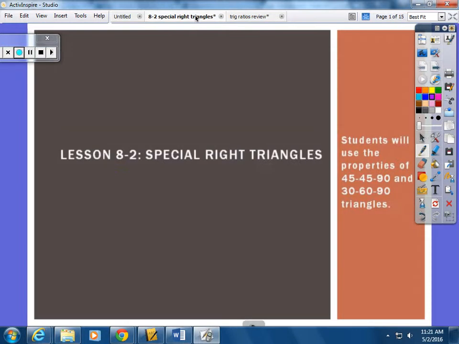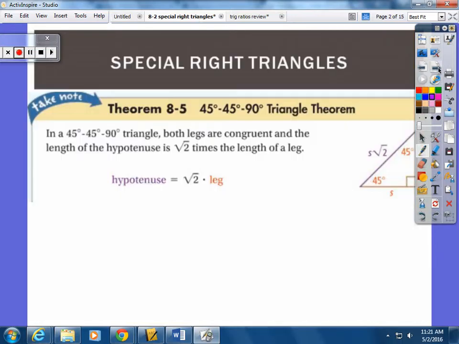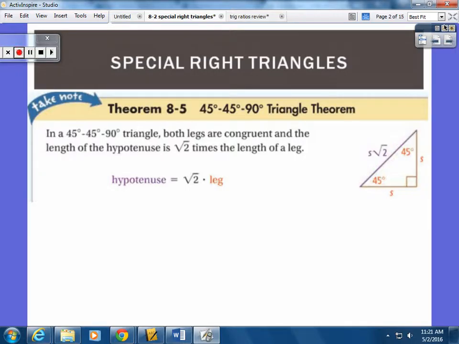Okay, the second part of today's lesson has to do with special right triangles. And this is the key part of the lesson today, and what your assignment is going to go with. So we have two types of special right triangles. We have our 45, 45, 90 right triangle. We also have our 30, 60, 90. The first one is our 45, 45, 90.